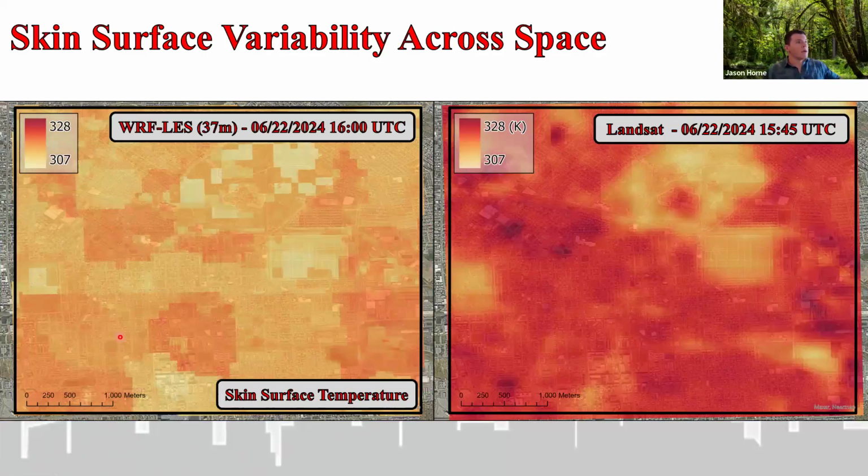Let's tunnel down again. Here's the LES at 37-meter resolution. You can really begin to see the artifacts from the land surface representation that you fed the LES. And you can compare that to our Landsat, and it's still too cold. You're seeing these artifacts that aren't really shown in this surface temperature map from Landsat, right?